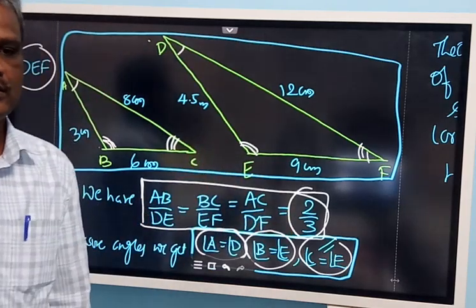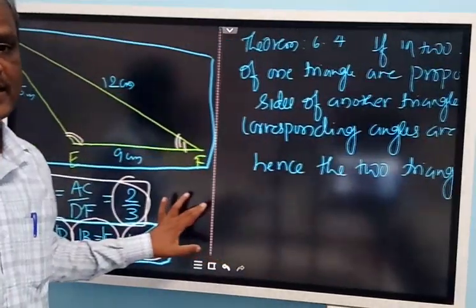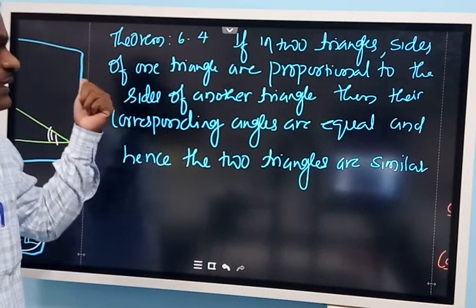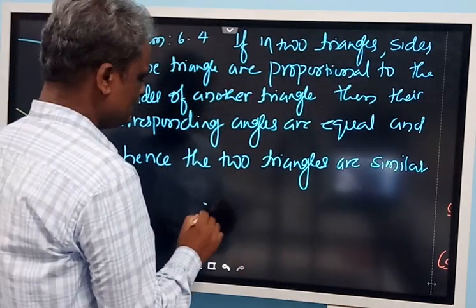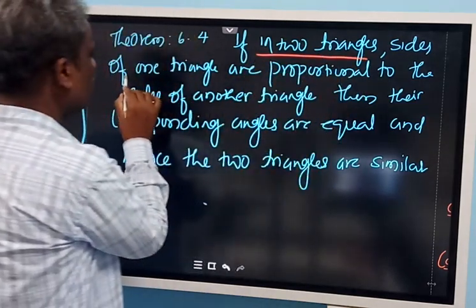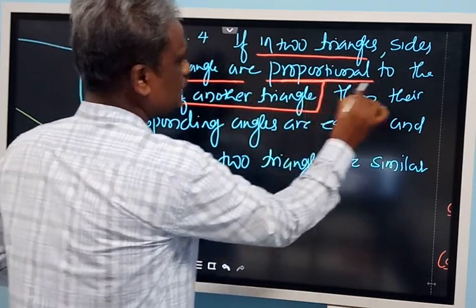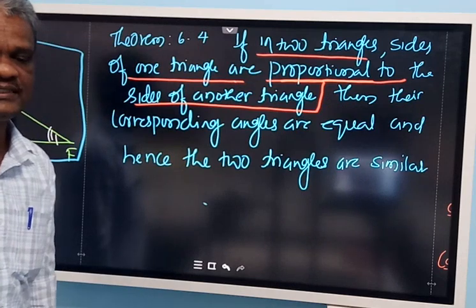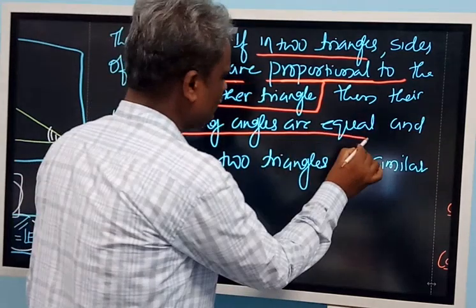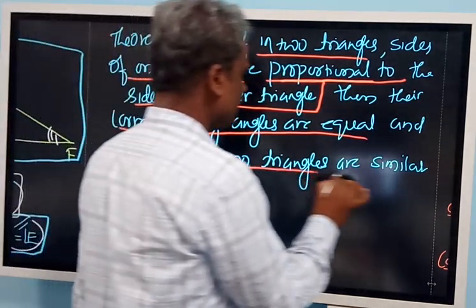the same ratio. Like that you construct the triangles and verify the angles, you will get the three pairs of corresponding angles also equal. Now this is the statement we get from this activity. What is this statement? If in two triangles, sides of one triangle are proportional to the sides of another triangle, this is the data that we have taken, then the corresponding angles are equal. Then the two triangles will be similar.